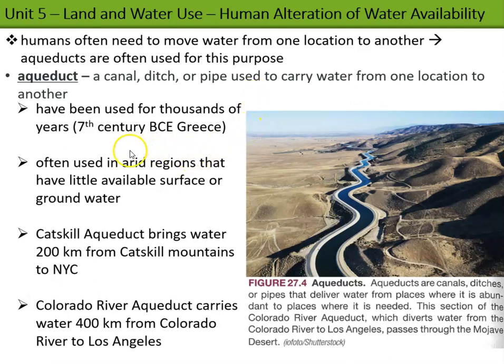The first large-scale aqueducts were used in the 7th century in Greece, even before Rome. Rome is famous for its aqueducts, but they have been in use for hundreds of years before the Roman Empire was established. These are often used in arid regions that have little available surface or groundwater.